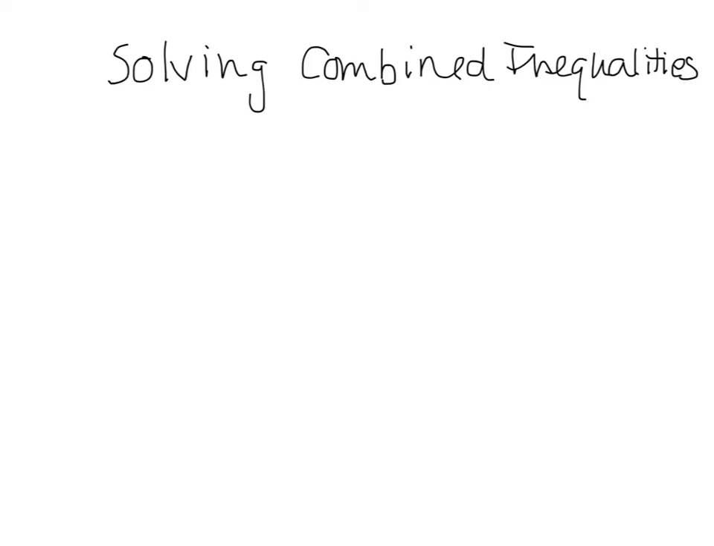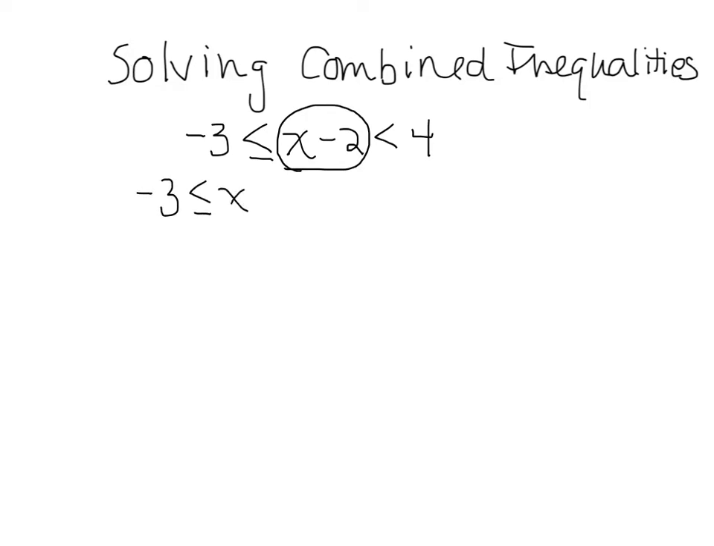Today's topic is combined inequalities, and they come in two flavors or sorts. One would start out something like this: negative 3 is less than or equal to x minus 2, which is less than 4. You can see that the middle of this is x minus 2, and the basic sentence means that negative 3 is less than or equal to x minus 2, and also x minus 2 is less than 4.